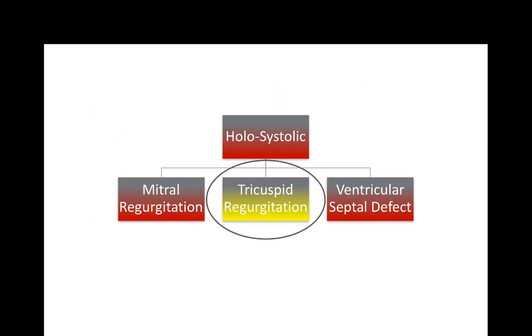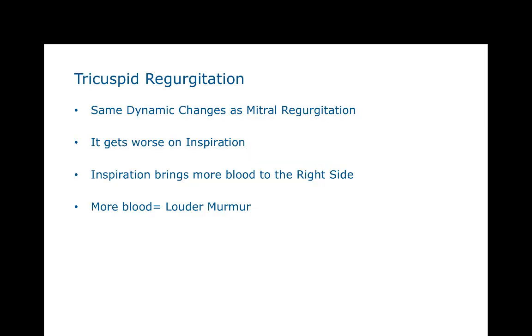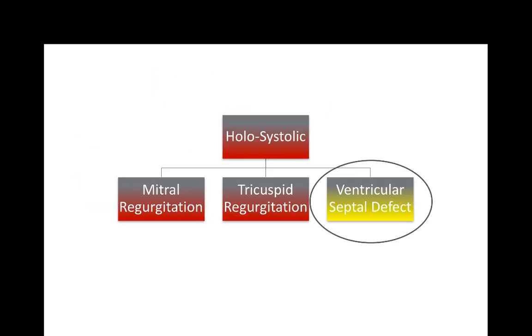Let's talk about tricuspid regurgitation, which is another holosystolic murmur. So it's the same dynamic changes as you'll see in mitral regurgitation. But how are you going to differentiate between mitral regurgitation and tricuspid? Remember, the tricuspid valve is on the right side of your heart. And what do we say? Inspiration is ultimately going to bring more blood to the right side of your heart, so right-sided murmurs are going to get louder. So the best way to differentiate is that the exam will present you with a case where the murmur gets louder during inspiration.